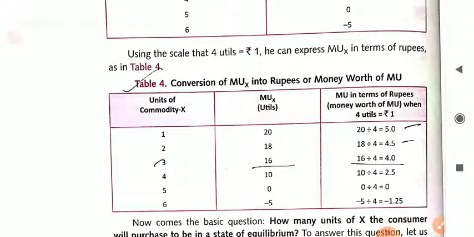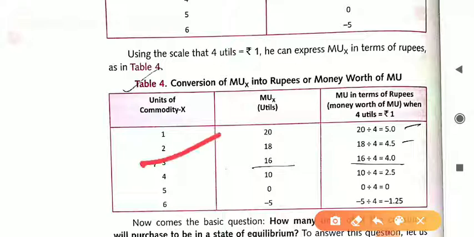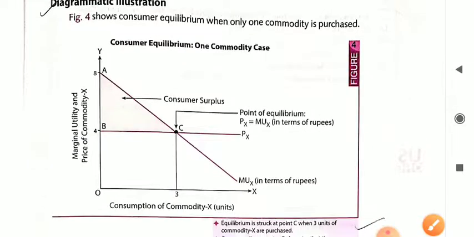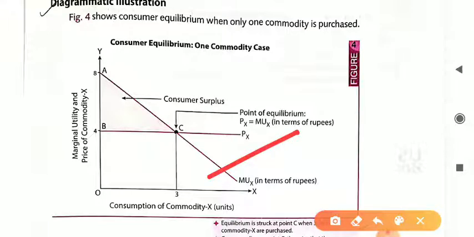You are able to easily understand this one commodity case, that in the case of one commodity, when the price of X commodity is equal to the marginal utility of that X commodity, it simply represents the consumer equilibrium in the one commodity case, which is at point 3. Now we can see with the help of a diagram. This diagram represents our consumer's equilibrium. This is the marginal utility curve, this MUX, which we already know. And this point 4 represents our price, which is given in our example, which is rupees 4.